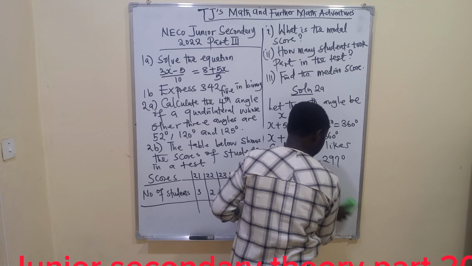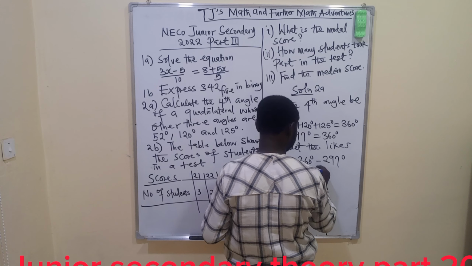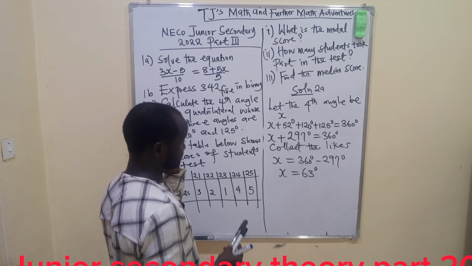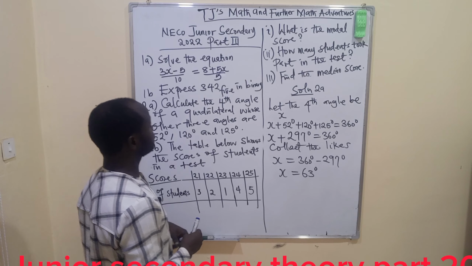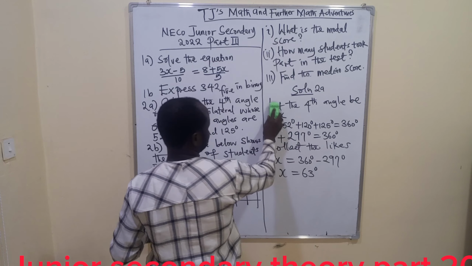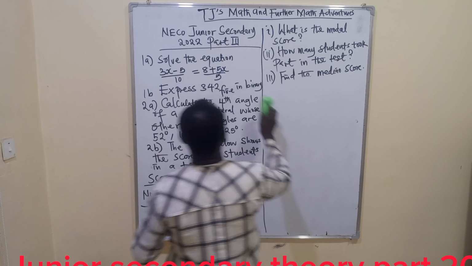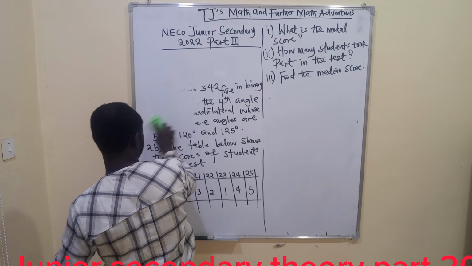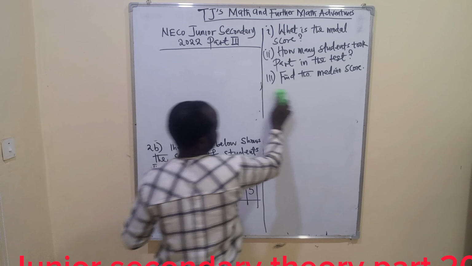So it means the fourth angle, which is our x, is 63 degrees. So that's the solution to 2a. Let's quickly move to 2b, which is the last part of this question. All right, I think I can clean up to 2a so that I can have enough space.